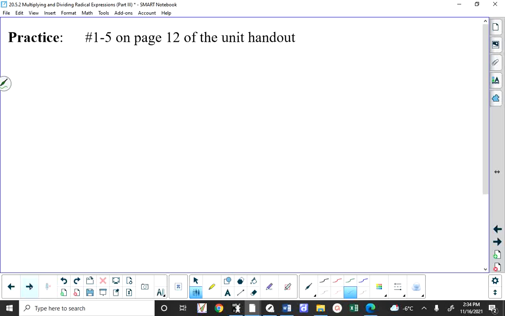So there's a whole bunch of questions on the next page, on page 12 of the unit handout. You have boatloads of time today, more time than we normally have in class. You have at least 40 minutes to work on this stuff. And tomorrow we're going to be looking at solving equations that have radical expressions in them. So get to work, please. I'm going to take attendance and then I'll be around to help you out.